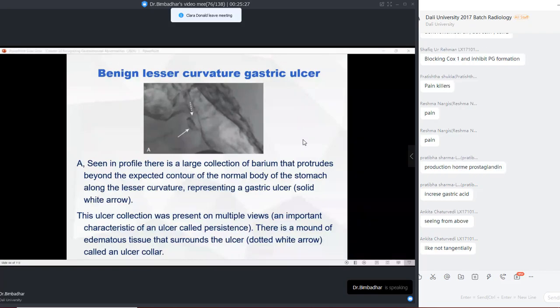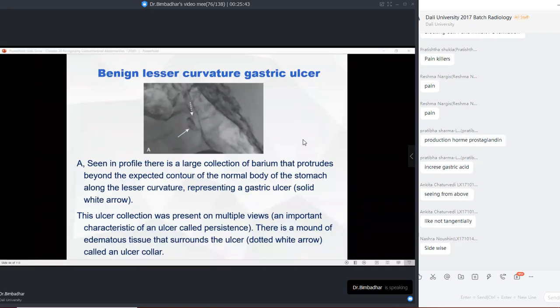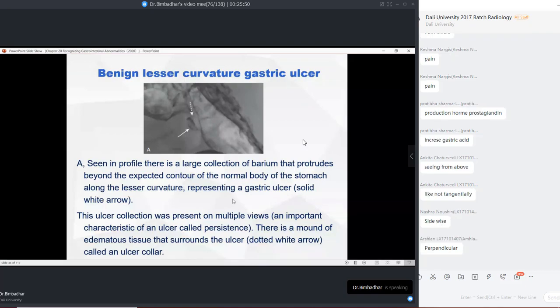So where exactly are you looking? Yes, seeing from above, but are you looking from sideways, or are you looking directly above, perpendicularly? You are standing directly away from it, and then you are trying to look at it. It doesn't matter if it is perpendicular, you are just looking at it rather than at a different angle. You are looking directly at the lesion.